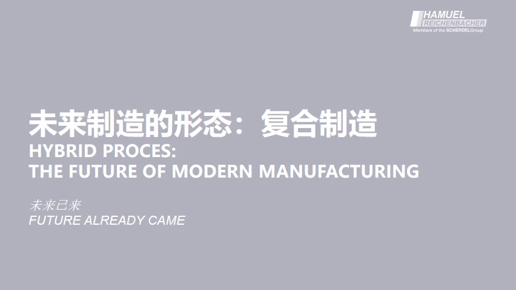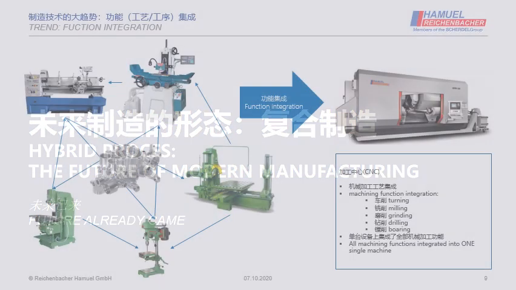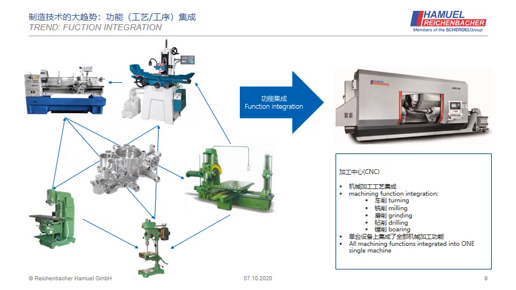So I will say the hybrid process is the future of modern manufacturing, and the future has already come. Maybe someone says 3D printing is the future, and some maybe say aerospace and hard metal or hard material could be the future. But I would say very clearly the change of the manufacturing technique is the function integration.